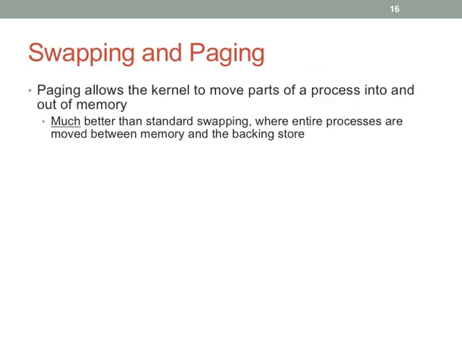Okay, swapping and paging. So this facility means now I can move parts of processes out of memory. And the only reason I bring this up is remember that the alternative we discussed last time was standard swapping, where we suck the whole process out of memory to the backing store, and that could be really slow.